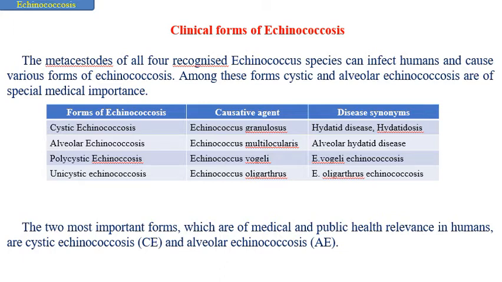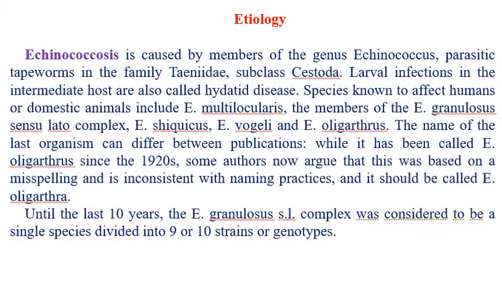Echinococcosis is caused by parasites of the genus Echinococcus. The two most important forms, of medical and public health relevance in humans, are cystic echinococcosis and alveolar echinococcosis. Etiology: echinococcosis is caused by members of the genus Echinococcus, parasitic tapeworms in the family Taeniidae and the subclass Cestoda.